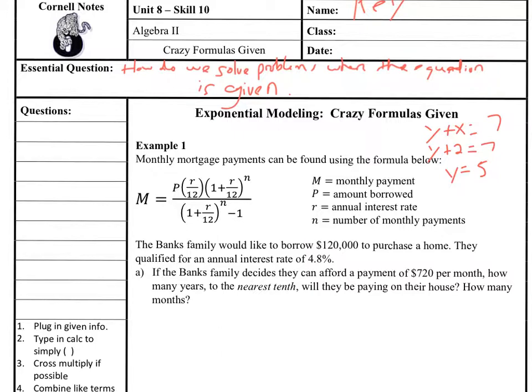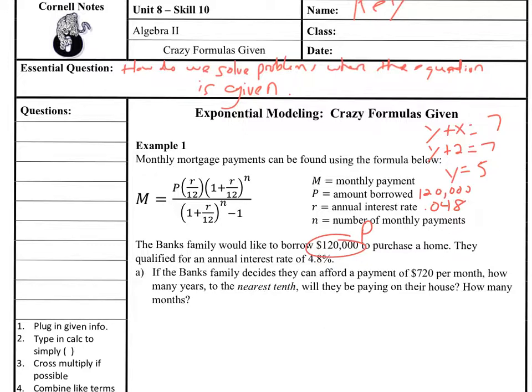So we have our rate. Start off with that, right? 0.048. We got that by dividing 4.8 by 100. Then we have our P, which is the amount we would like to borrow, $120,000, amount borrowed. So this is P, okay? $120,000.